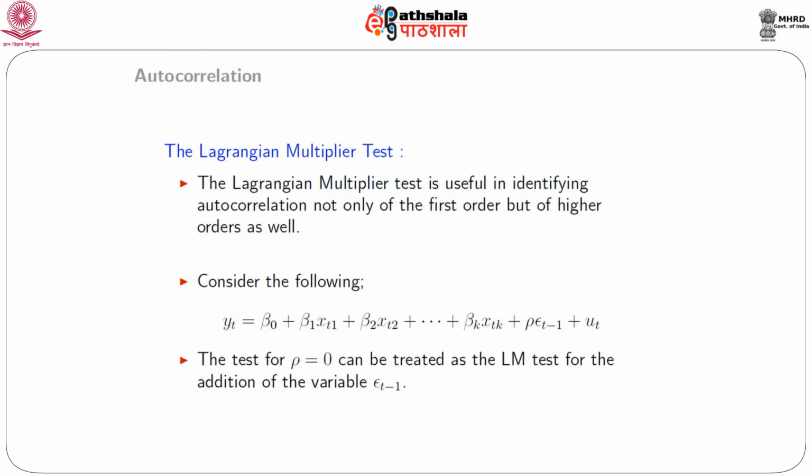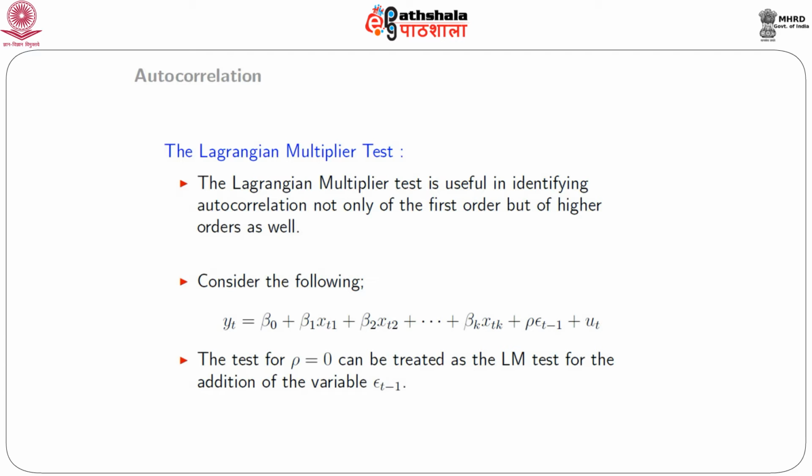Now, let us look at the third test that helps us detect autocorrelation in a data set. The Lagrangian multiplier test is used, and it is very useful in identifying autocorrelation not only for the first order but of higher orders as well. This is one of the reasons that has made the Lagrangian multiplier test a very popular test among statisticians, because in many cases the autocorrelation is not of order 1 but more than 1. In such cases, we can use the Lagrangian multiplier test, unlike the Durbin-Watson and the run test, to detect autocorrelation.